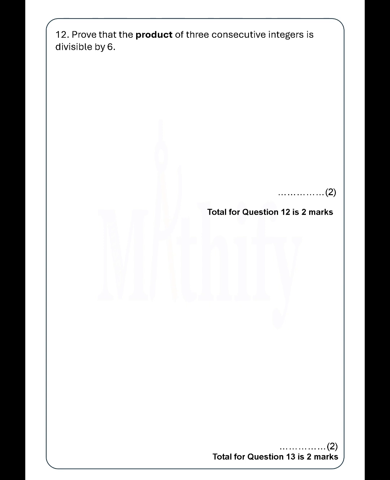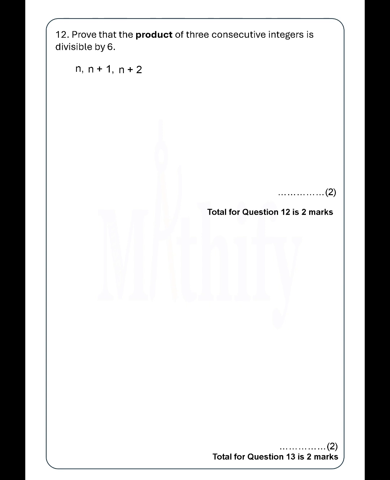What does consecutive mean? Consecutive means integers that follow in order and the difference between them is 1. For example, 10, 11, 12. What does product mean? Product means multiply. Now, how do we express the product of three consecutive integers? So the first consecutive integer is n, the following term is n plus 1, and the following term is n plus 2.